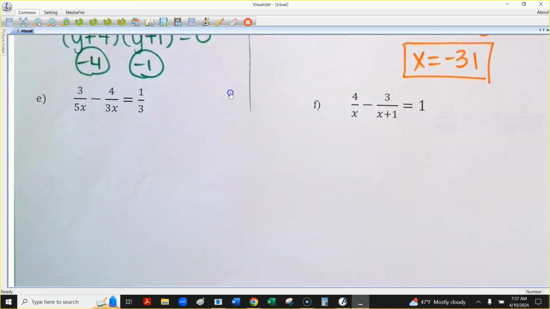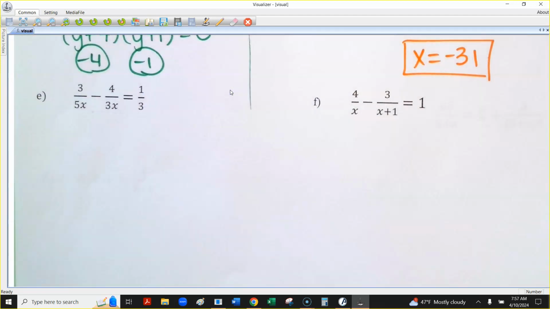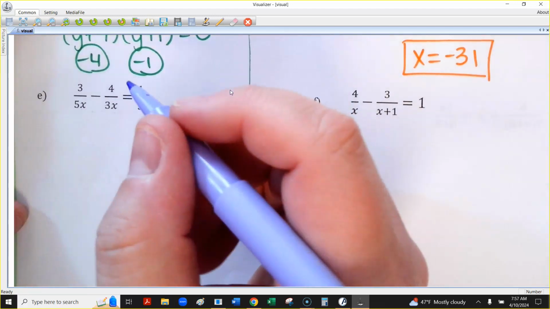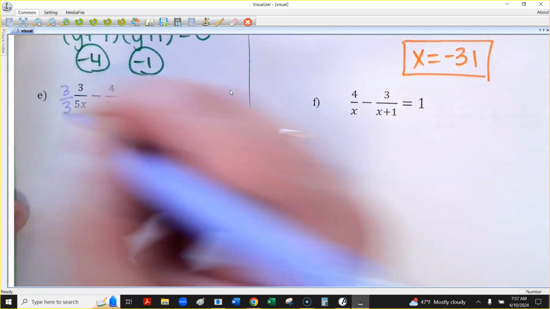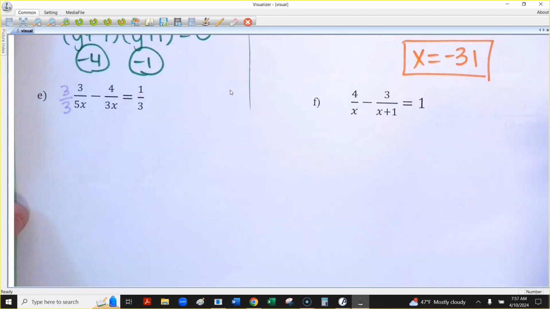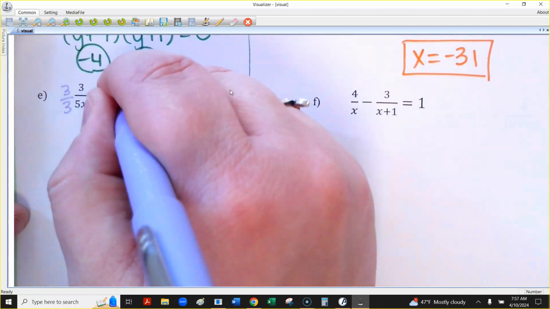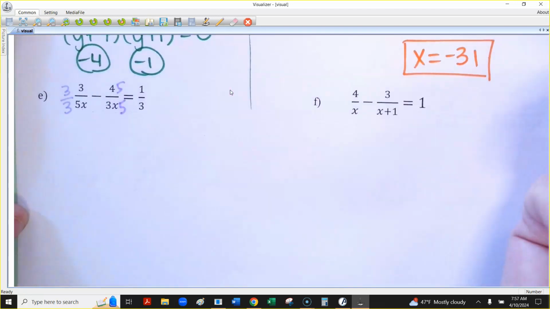Okay, I'm just going to try a couple more of these. What would you tell me would be a common denominator between 5x, 3x, and 3? 15x. Okay, so what would I need to multiply the first fraction by? 3. What about the second fraction? 5. And what about the third fraction?